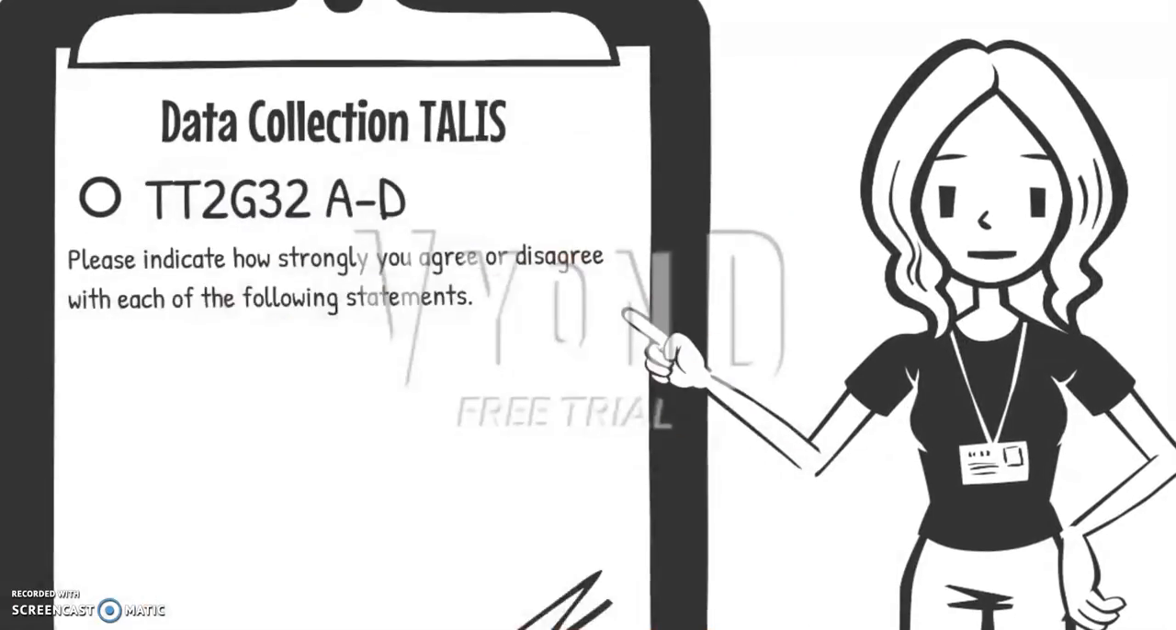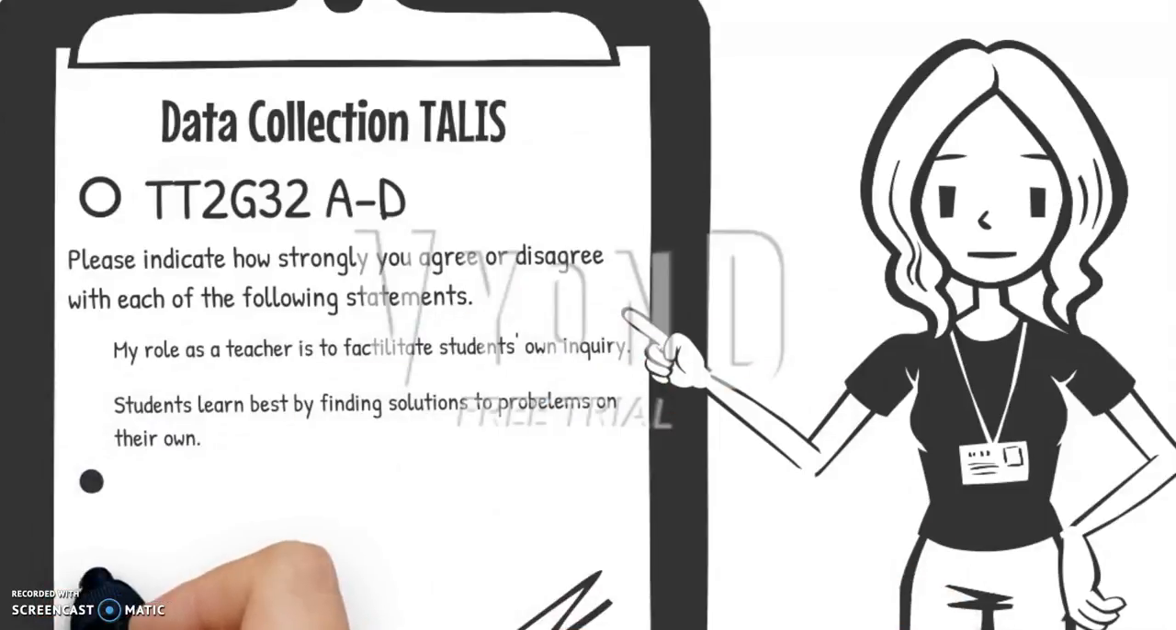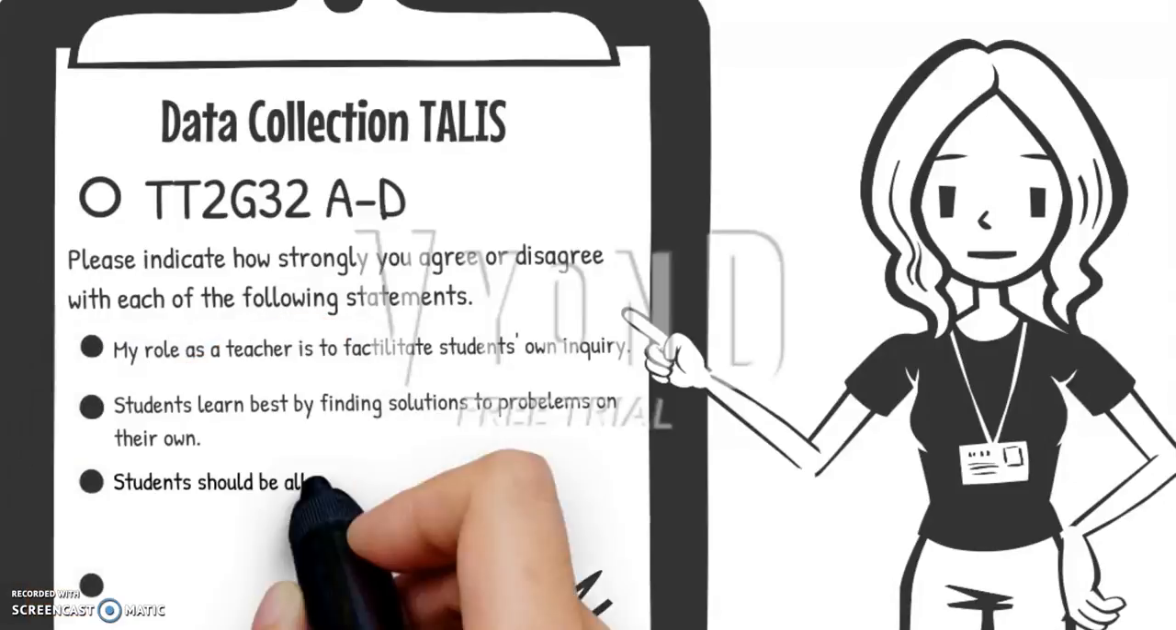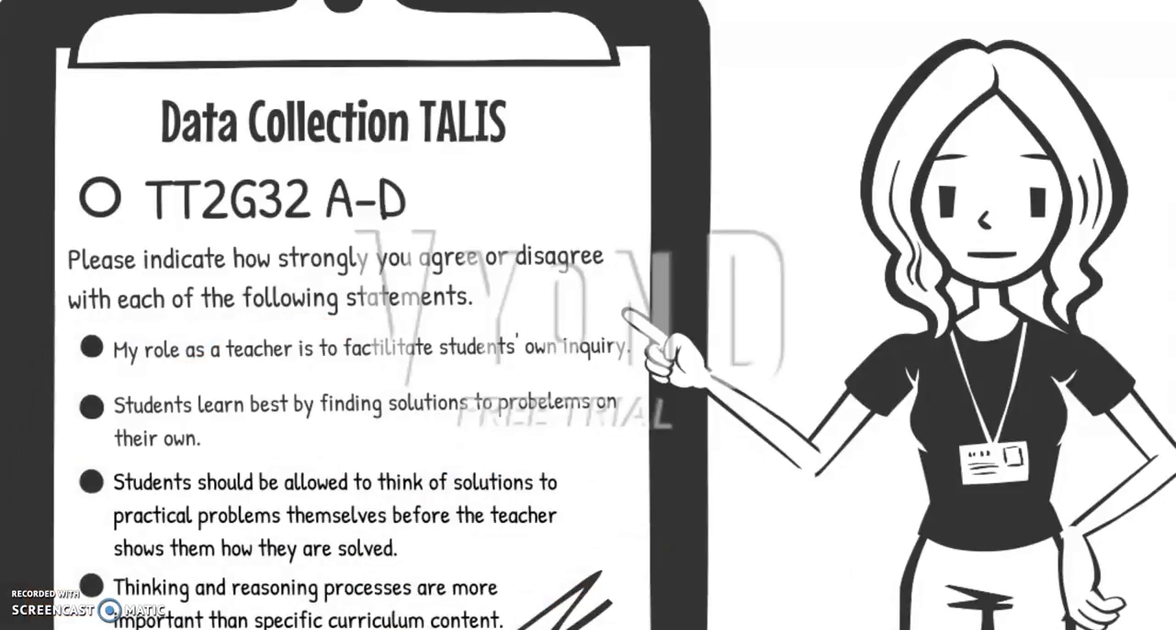TALIS question 32 was the only question that directly dealt with teachers' beliefs on teaching and learning. And thus, most of the data collection is going to revolve around question 32, A through D. The main question is, we would like to ask you about your personal beliefs on teaching and learning. Please indicate how strongly you agree or disagree with each of the following statements. As answer options, participants could select strongly disagree, disagree, agree, or strongly agree.